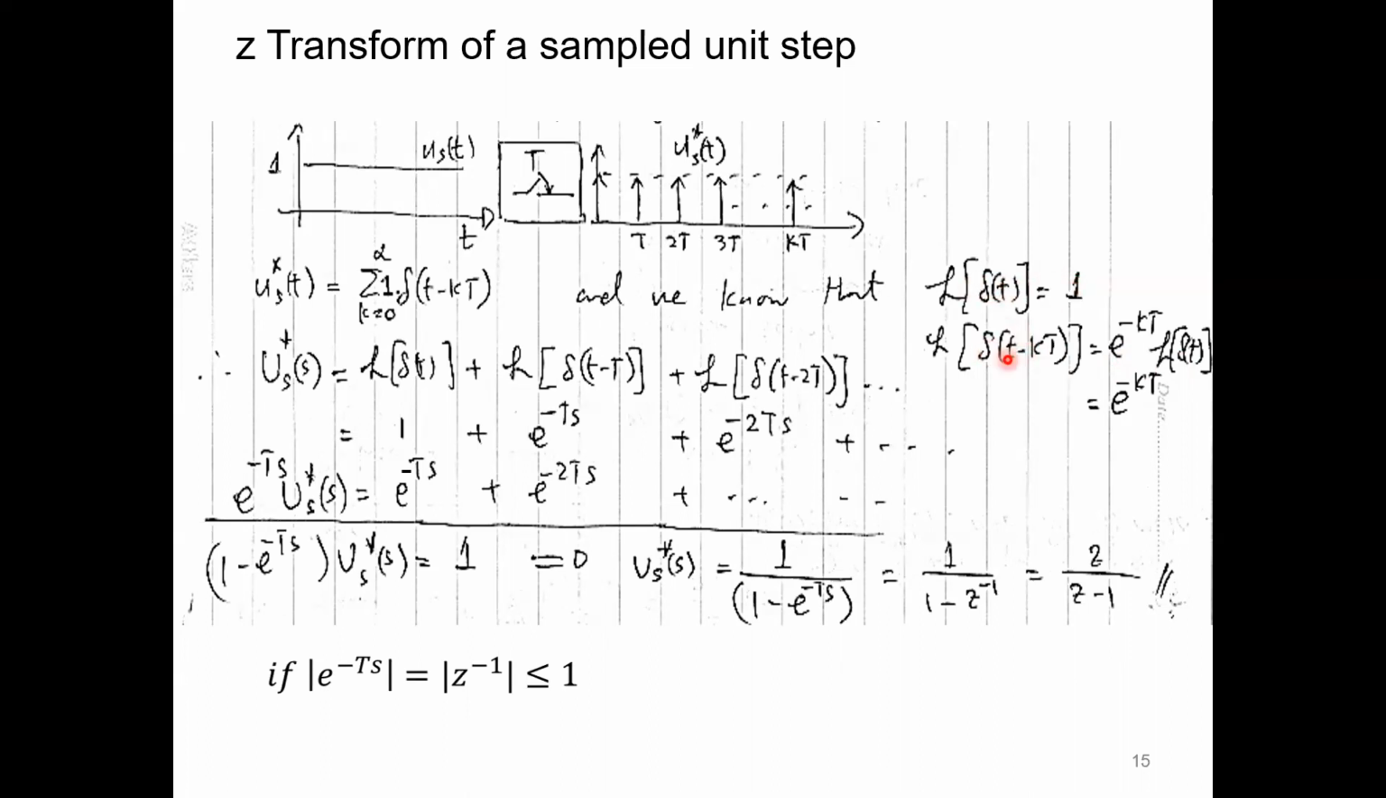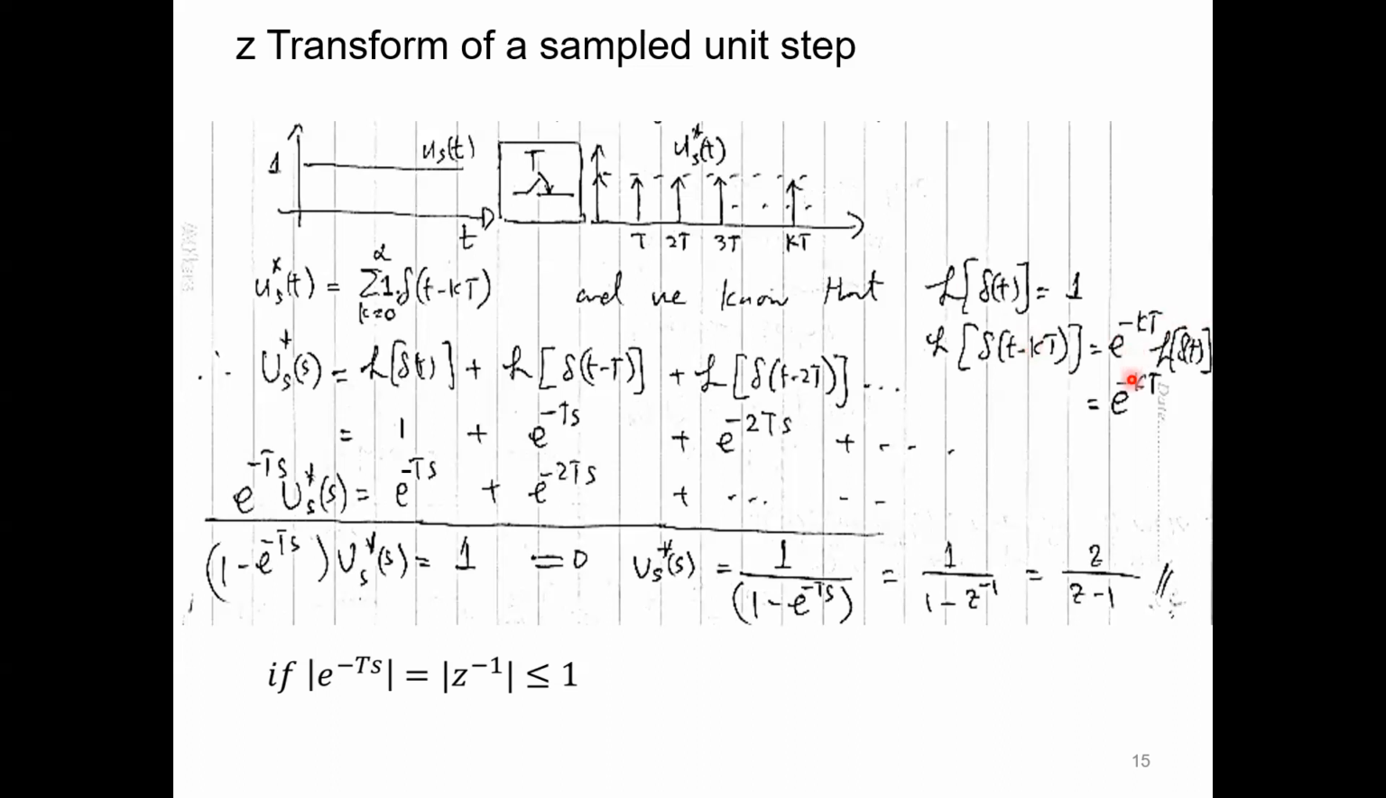Now, when you say delta(t minus kT), it is shifted delta to time kT. And if you recall your Laplace, the time shift, remember that? The Laplace transform of a time-shifted sequence is equal to the Laplace transform of the unshifted function pre-multiplied by e to the minus sT. Remember that?